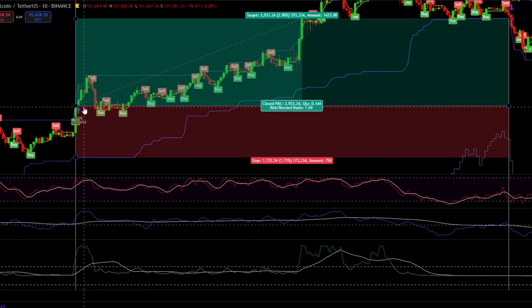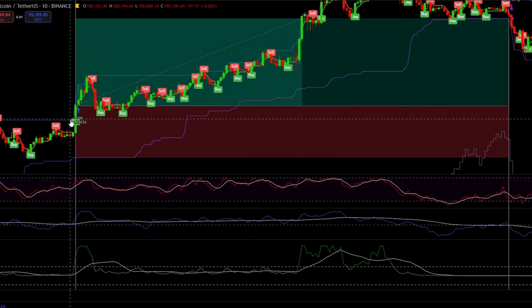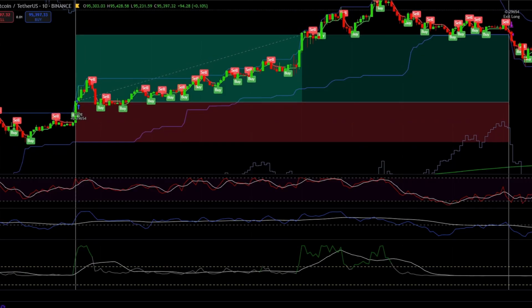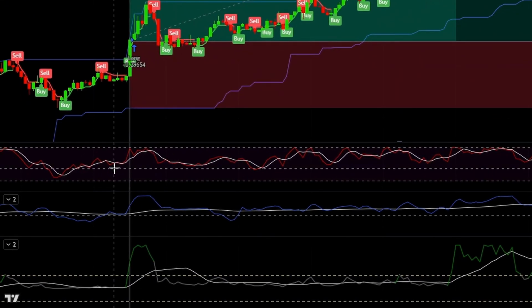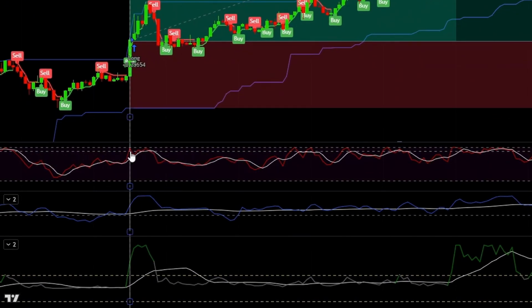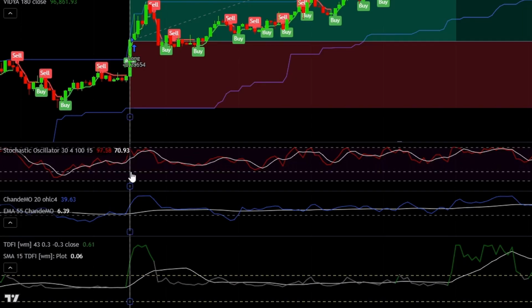Okay, so here we have a valid long entry signal. For a valid long entry, first we need a buy signal from the Supertrend, which we got here. Then the price needs to be above the baseline, which is this one. After that, the stochastic oscillator line, which is this red line, needs to be above the stochastic D line, which is this white line, and it needs to be below the 100 level. So if the stochastic value is 100, it is not a valid entry. In this case, the stochastic value was 97.58.